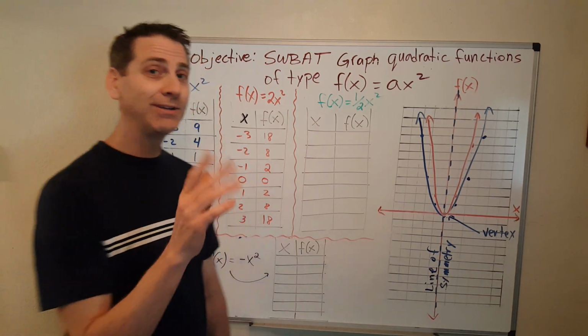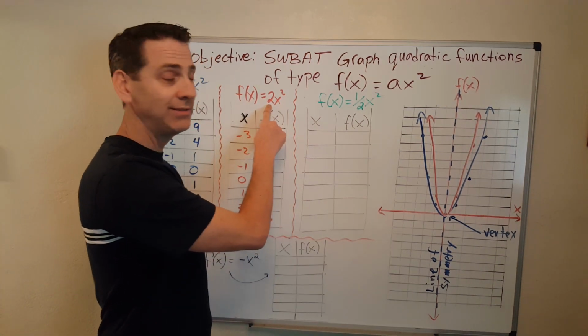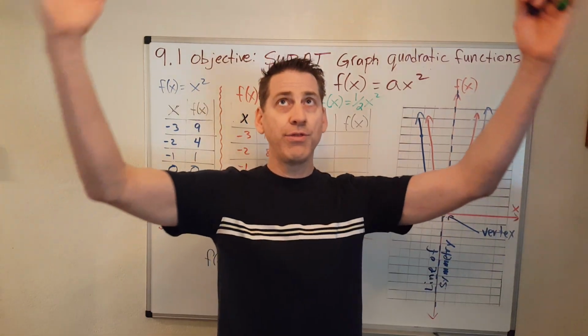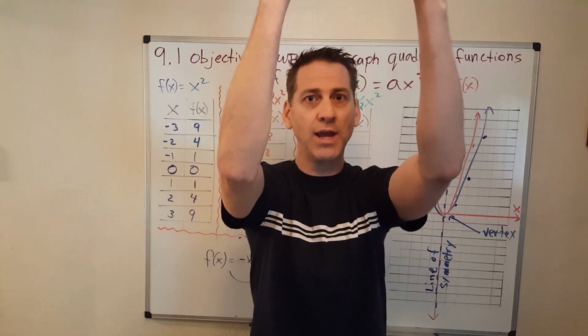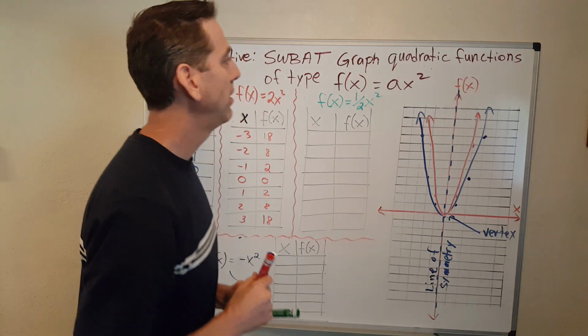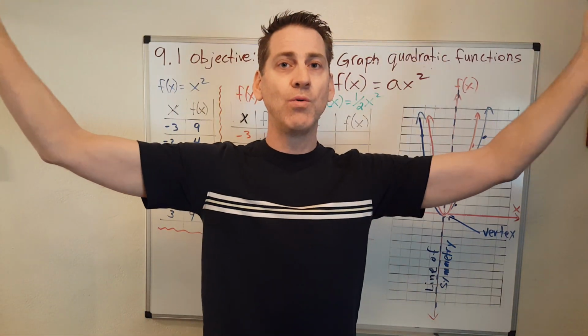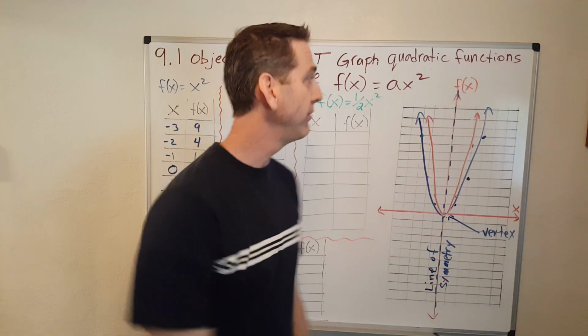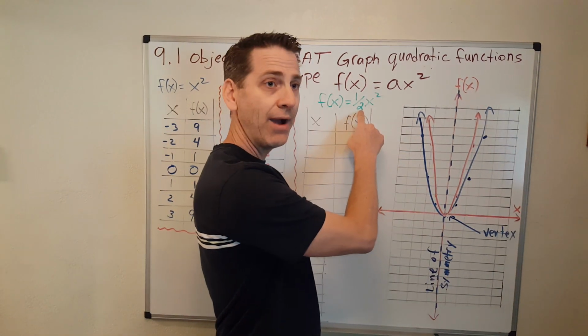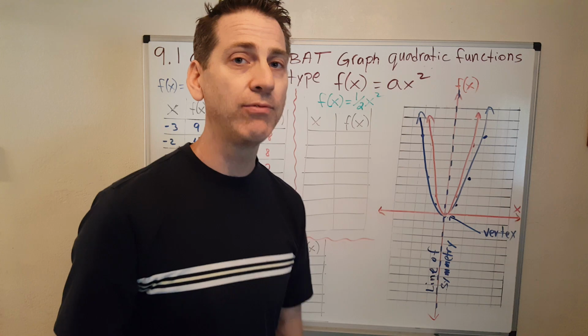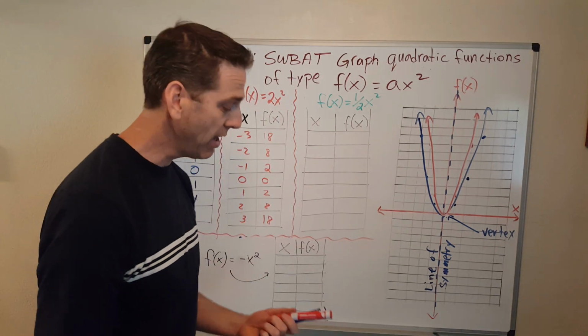All right, so here's the thing. As a increases, the thinner your parabola is going to get. That means the smaller a gets, the wider it's going to get. So if this is at a equals 1/2, we should expect that the graph will be wider. Let's try and find out.